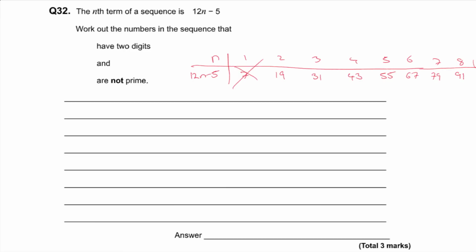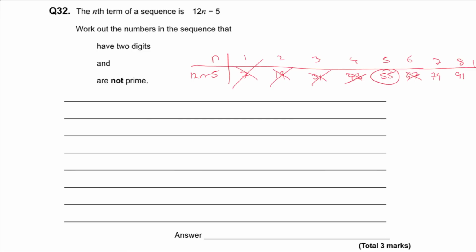But we need to remove the ones that are prime. Okay, so which one of these numbers are prime? 19 is prime, and get rid of that. 31 is prime, can get rid of that. 43, I think 43 is prime. I think we're going to get rid of that. 55 is good because it's got 11 in it. 11 5s are 55. 67, is 67 prime? Yep, I think it is.